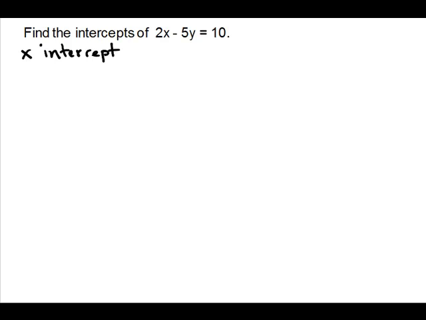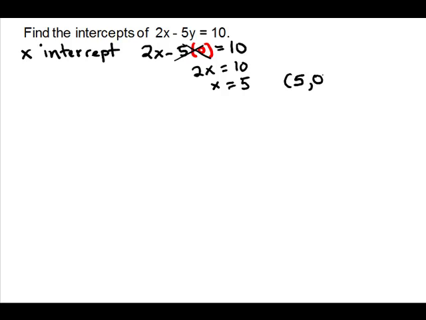And for the x-intercept, we have to substitute 0 into the y. And 5 times 0 is 0, so it cancels out. We have 2x equals 10, and divide out the 2. So x equals 5. If we want to write it as an ordered pair, the x we just found and the y we put in originally is 0.